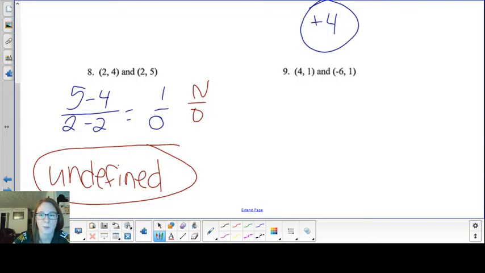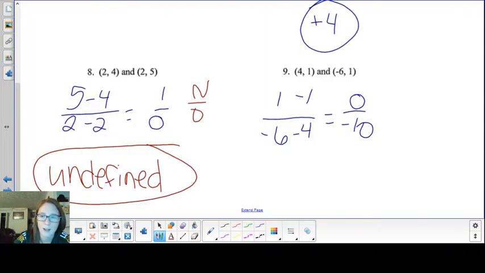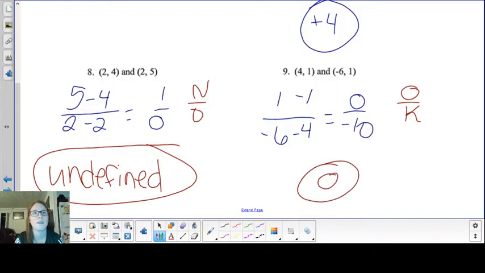Which leads me to the next problem. I have 1 minus 1 over negative 6 minus 4, which is 0 over negative 10. Can you divide by 0? That's okay. My answer is going to be 0. So okay and no are what you're going to want to remember when determining if it's undefined or 0. If 0 is in the bottom, nope. If it's on top, it's okay. It's just 0. You have 0 cookies, you have 0 pizzas, you want to split it 10 ways. Well, no one still gets 0.